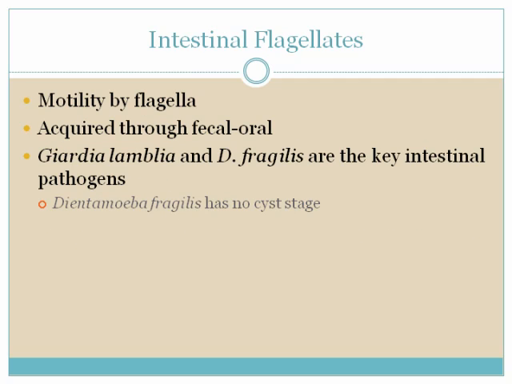Okay, moving on to the flagellates. These protozoa move by their flagella, and they're acquired through the fecal-oral route. Giardia lamblia and Dientamoeba fragilis are the key ones you usually see. Dientamoeba fragilis has no cyst stage. It only has the trophozoite stage, but Giardia lamblia has both the troph and the cyst stage.